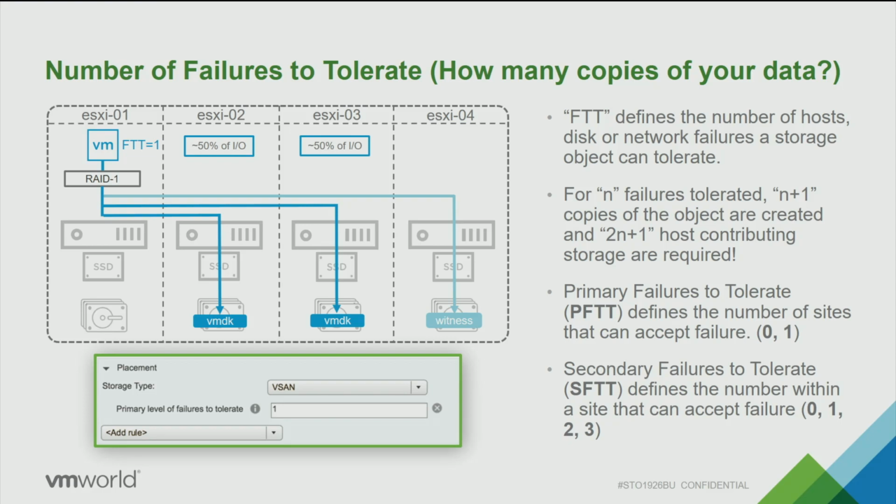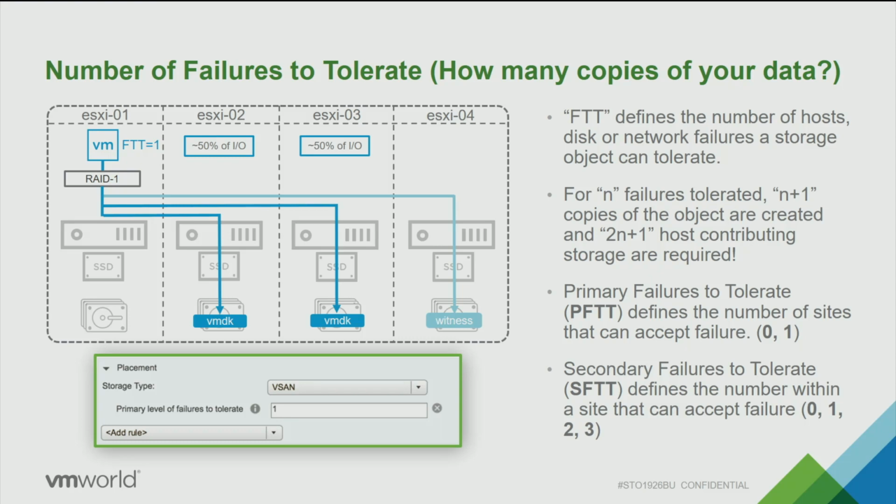Now, obviously we've made some changes since last year. So the core failures to tolerate in a stretch cluster environment now becomes secondary failures to tolerate. That's the local site. And you have a primary failures to tolerate, which is the number of sites you can. So this is in a stretch cluster scenario. You can set either 0 or 1. So do I want to mirror to the second site or not? And then within that site, you've got your failures to tolerate, which you would in a traditional cluster, of 0, 1, 2, or 3.